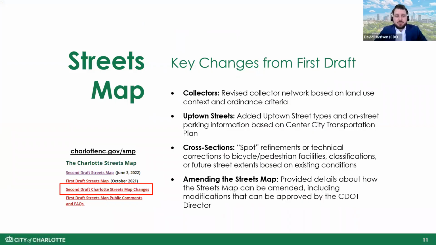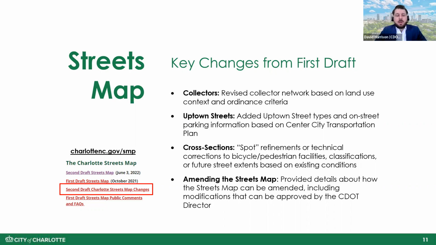I mentioned with this second draft, based on public comment and technical revisions, we made several key changes from the first draft to the second draft. On the S&P website, there was a link with detailed specific changes. That's a snapshot on the left, what that link will look like. The second draft streets map changes document provides a level of detail of every change made.